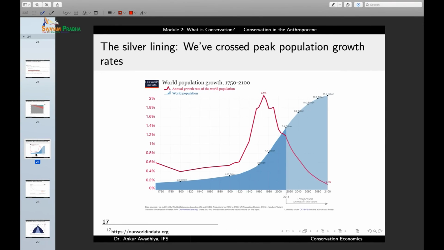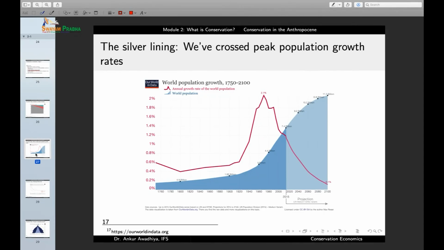Another silver lining is that the rate of population growth has already peaked. So we are now in a stage where the rate of population growth is decreasing with time. Even though our populations have been increasing, the rate of increase has now gone down, and it is going down very quickly. In a short period of time, we might even move to a stage of stable population. If we look at the population growth, we can see that this is an S-shaped curve, and in this S-shaped curve, we are currently in the middle.